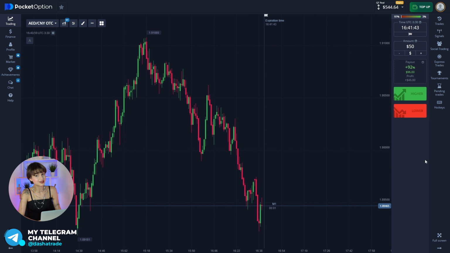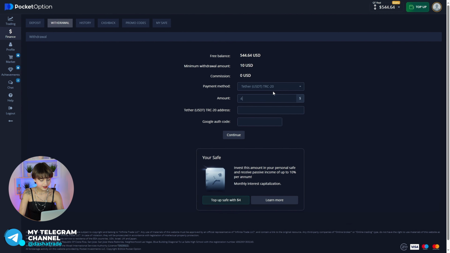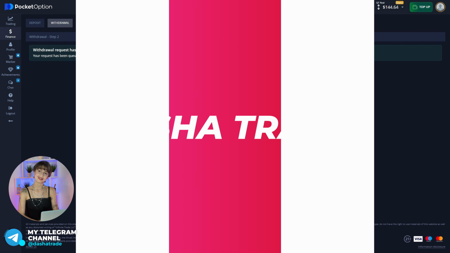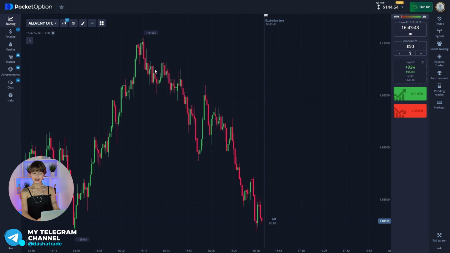Well, now let's withdraw our profit. Favorite part, you know. We click the Finance panel. Here we go to withdrawal, and right here we fill in the sum. Here we fill in the wallet's address, and finally a confirmation code. We click continue, and our request has been sent. Well, thanks to this simple strategy, we managed to make our deposit 5 times bigger.